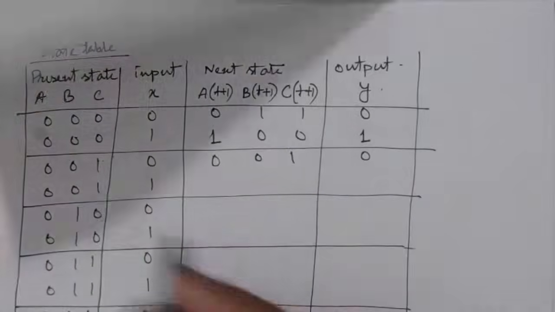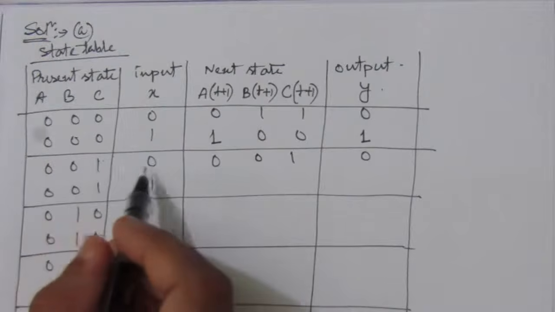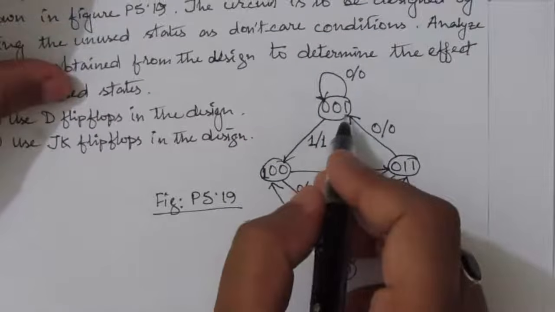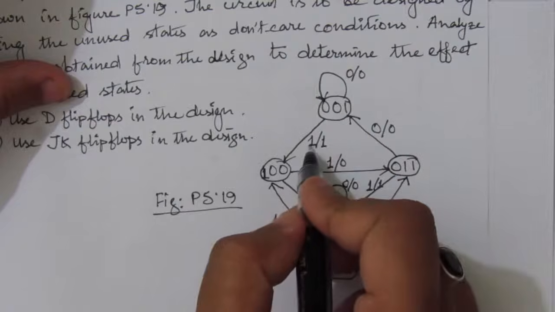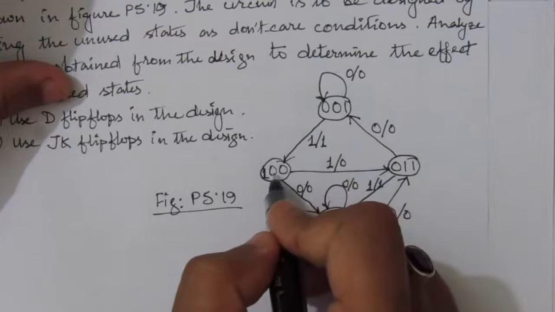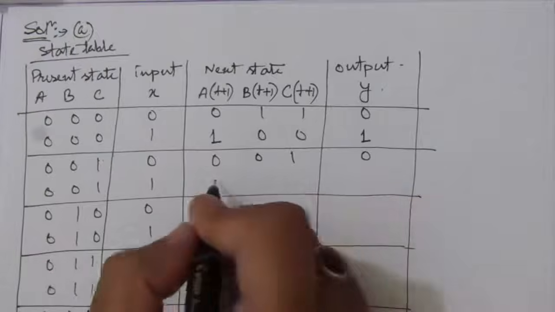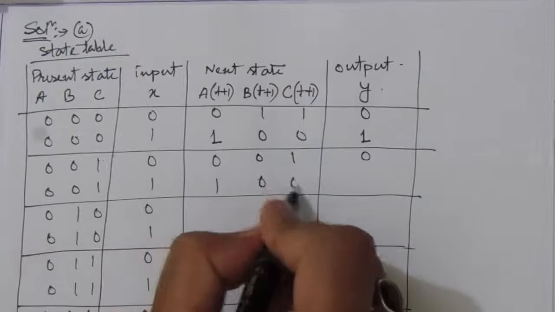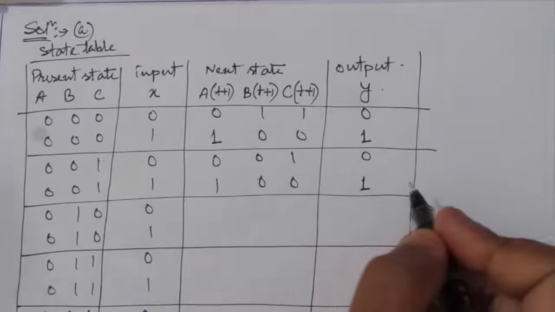Next we have present state 0 0 1 and input is 1. So from 0 0 1, when input is 1, the output is 1 and it goes to next state 1 0 0. So right here 1 0 0 and the output is 1.